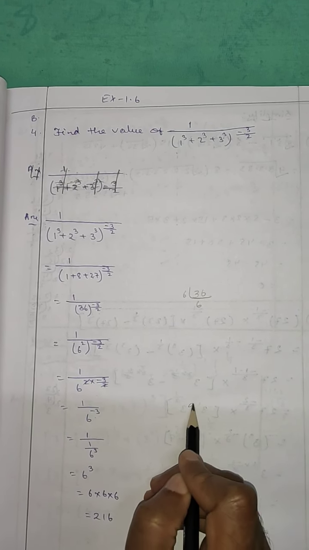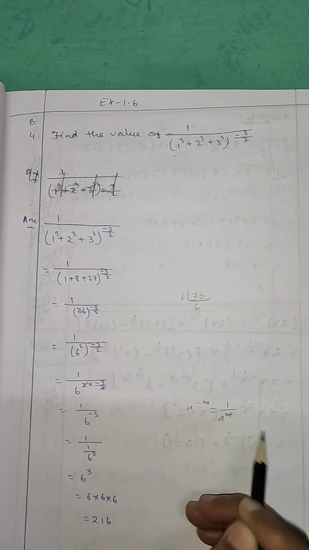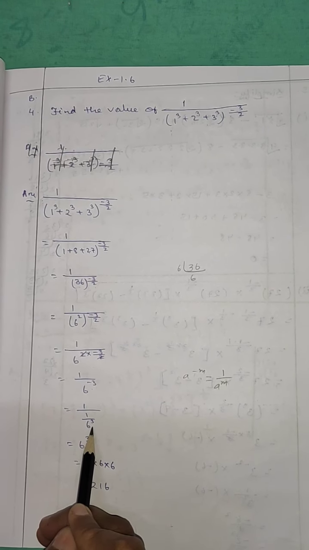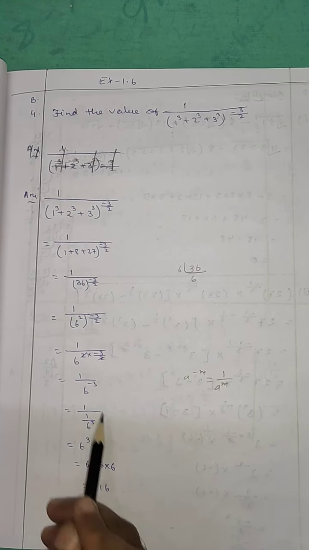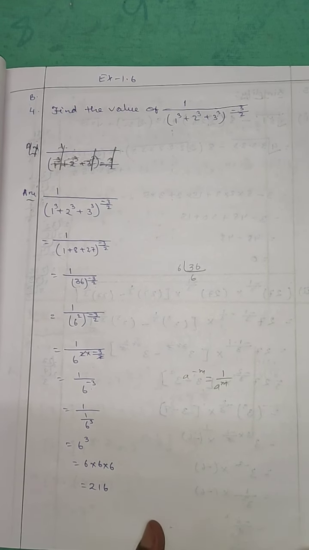Power negative, as you know that a to the power minus m is equal to 1 by a to the power m, that is 1 by 6 to the power 3. As a reciprocal, this is going down. Now 6 three times will give you 216. That is your question number 4.